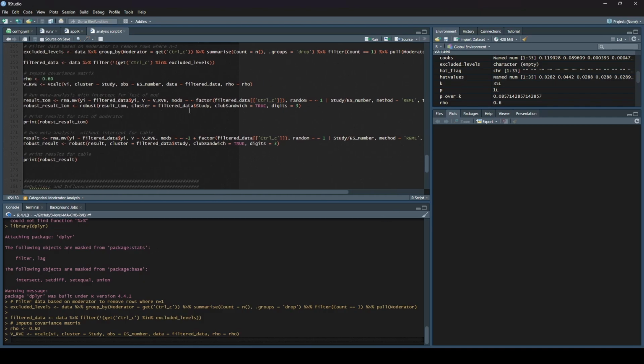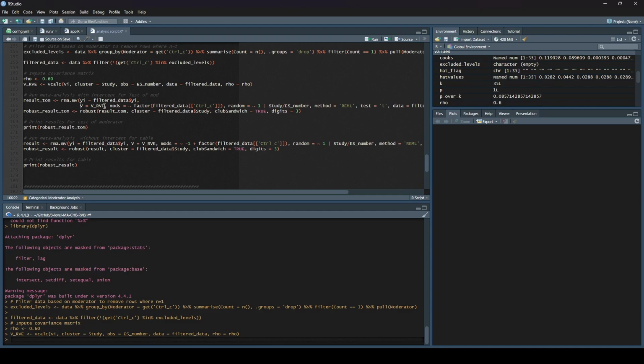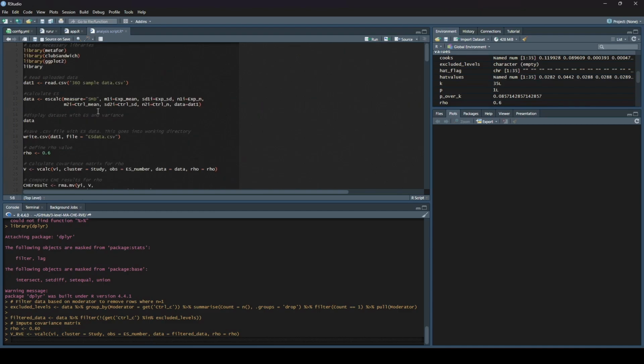So this is exactly the same as what you saw up above, with the exception that we swapped out the filtered data and we added the moderators. But it doesn't matter in terms of coding if you put it all in one line like this, or if you hit enter between things and put each one on its own line. It's going to all run the same.